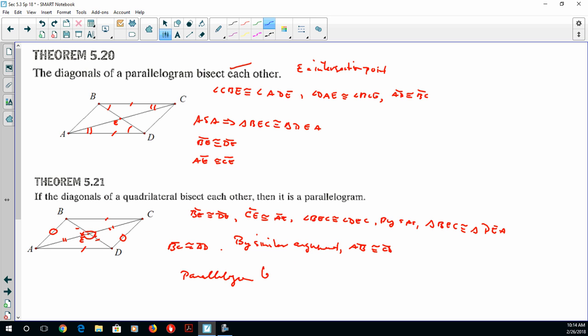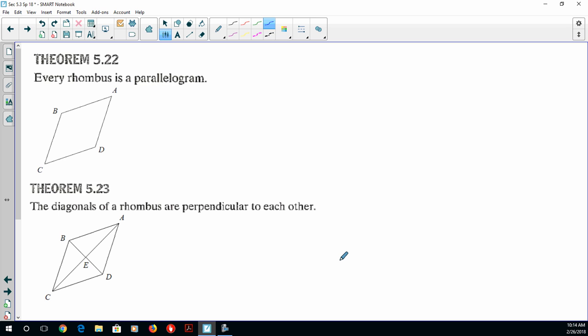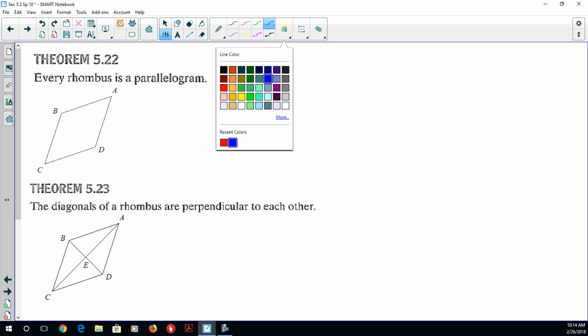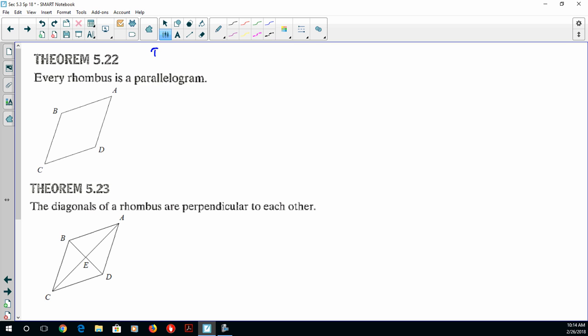Okay, a rhombus. Let's make sure we understand rhombus. A rhombus is a quadrilateral where all four sides are congruent. Probably the easiest theorem in this section is theorem 522. Every rhombus is a parallelogram. Well, it's a quadrilateral, and I know that those opposite sides are congruent.